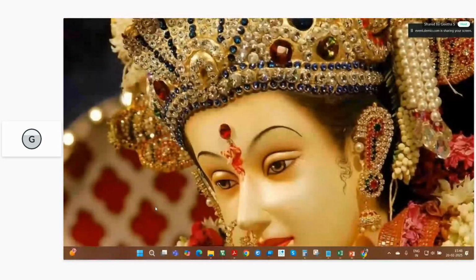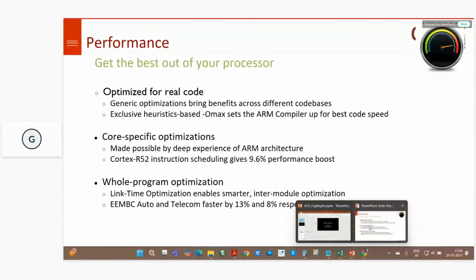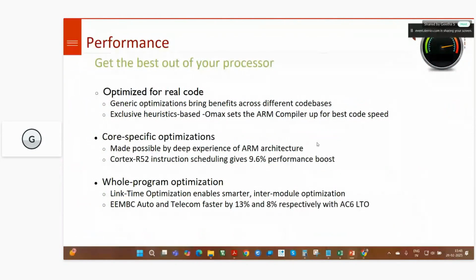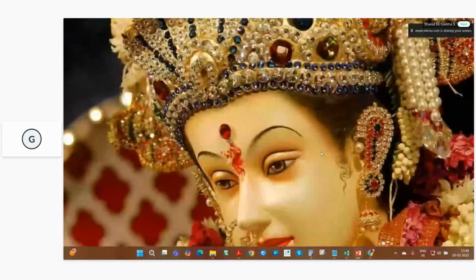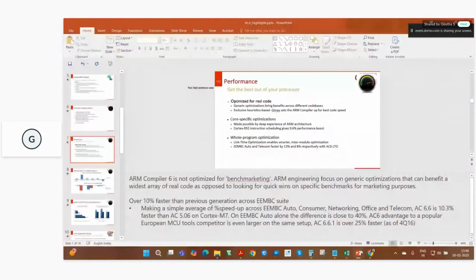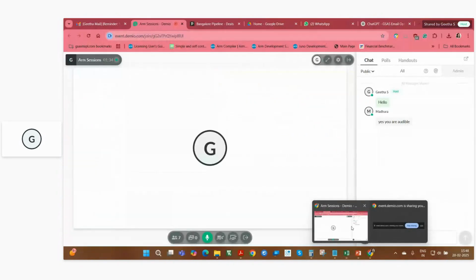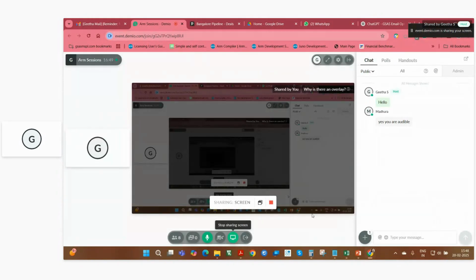Oh, sorry. Oh, just a second. Let me share screen. There's some issue.